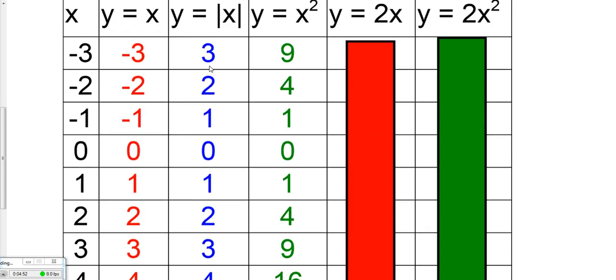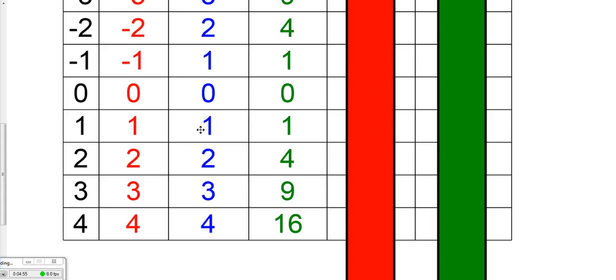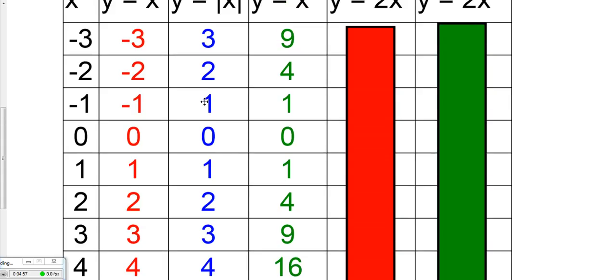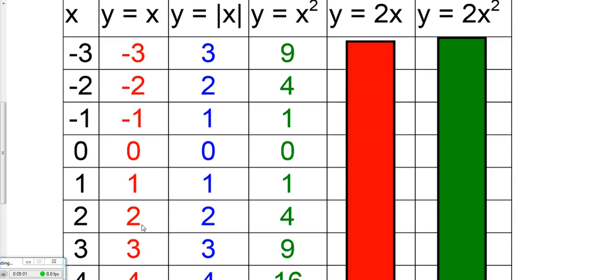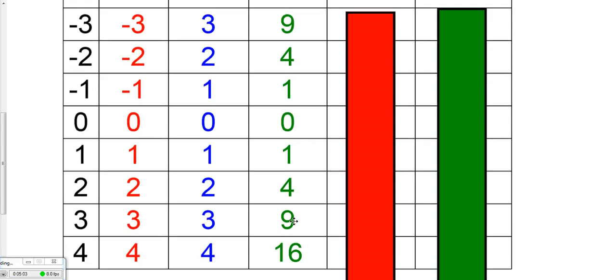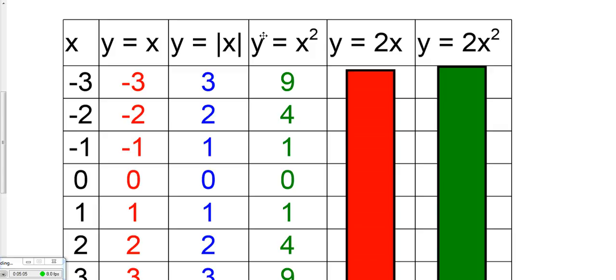With the absolute value, it's always the same. You're always changing by 1, either up or down. With the linear, you're always going up 1. This one, you're not always going up by the same amount. So that is how the quadratic function is different than the linear function.